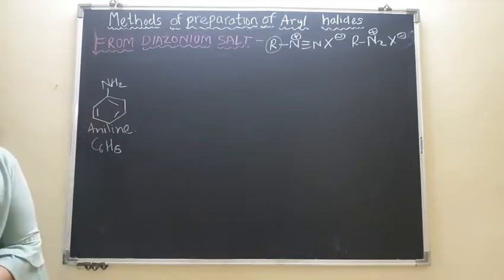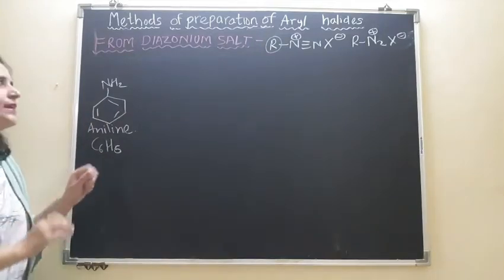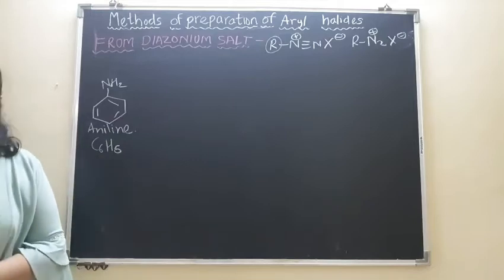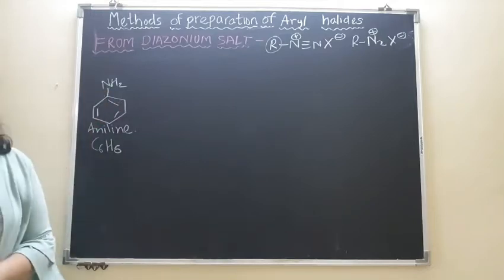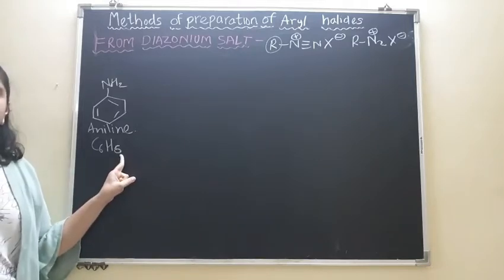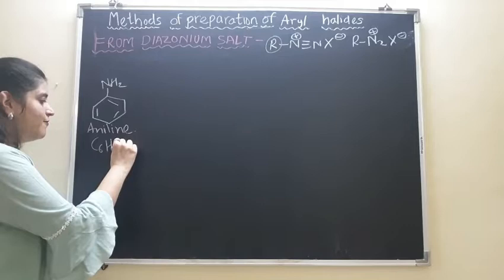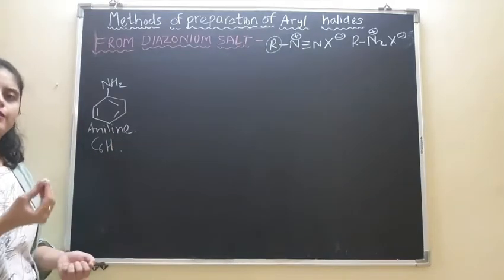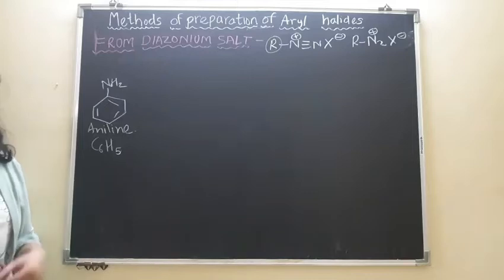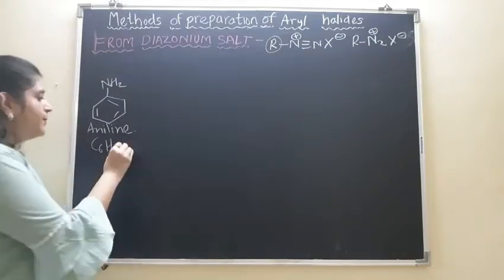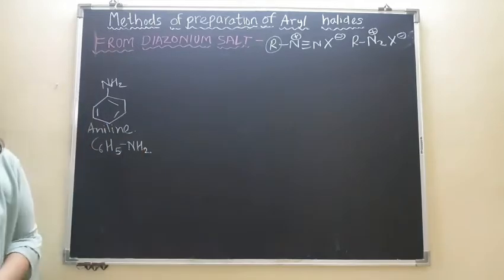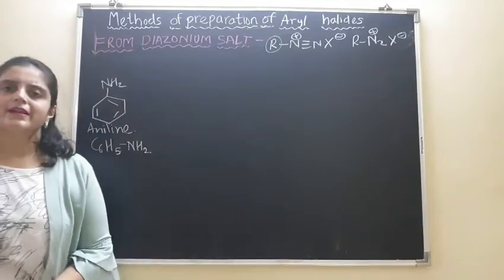Now what will be the formula of aniline? Initially when we drew benzene, the molecular formula was C6H6. But now we have removed one hydrogen. So after removal of hydrogen, instead of 6 hydrogen atoms, we will have only 5 hydrogen atoms. So this has become C6H5 with NH2 group. So aniline is nothing but C6H5NH2.